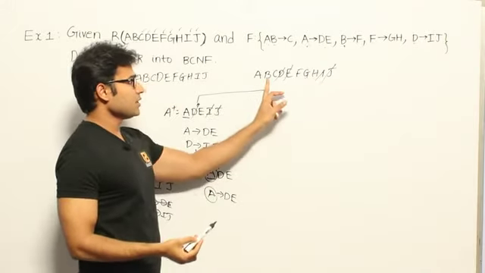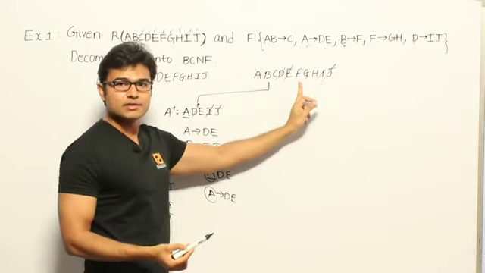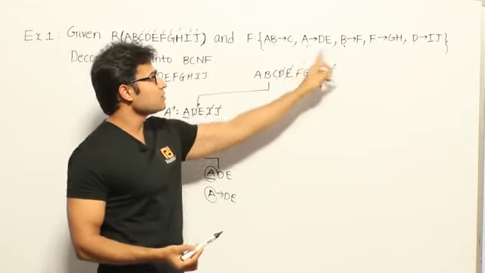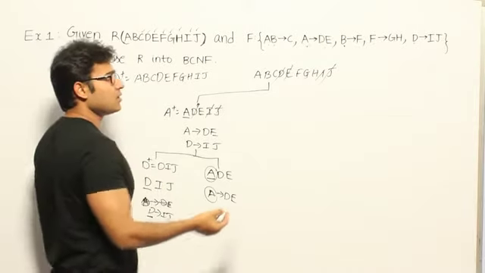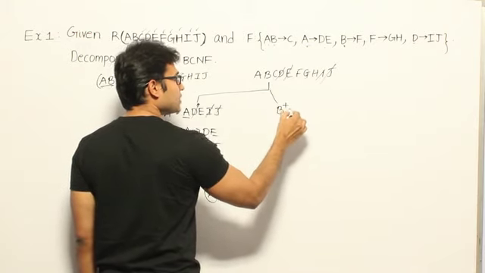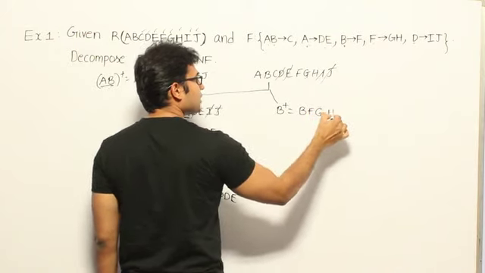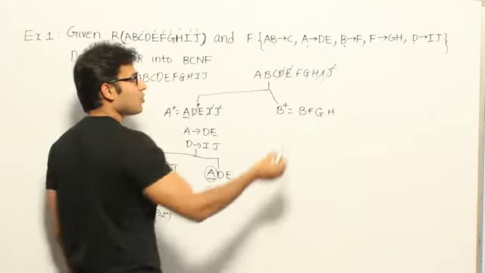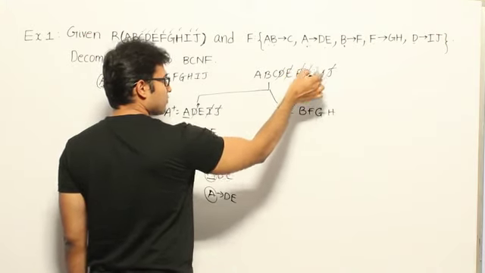See what is remaining? B, F, G, H, isn't it? Now this one is holding on this, and again this is not the super key on this. Therefore what are you supposed to do? Decompose by finding out the closure of the left side. So what is closure of the left side? B plus equals BF, and because of F I am going to get GH, right? Therefore from this B is going to take away F, G, H.